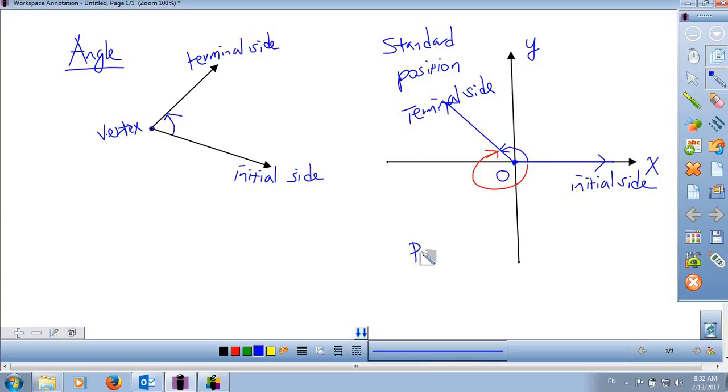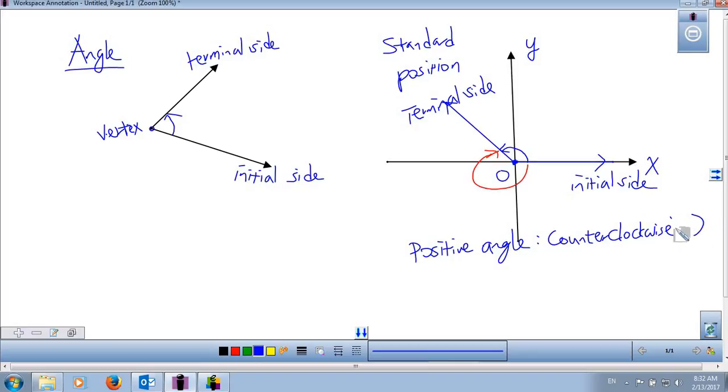And so a positive angle will have a counterclockwise rotation. Now when I mean counterclockwise rotation, it means you go from this direction, from the positive x-axis going to the positive y, going to the negative x-axis, going down to the negative y, and coming back. That's counterclockwise.